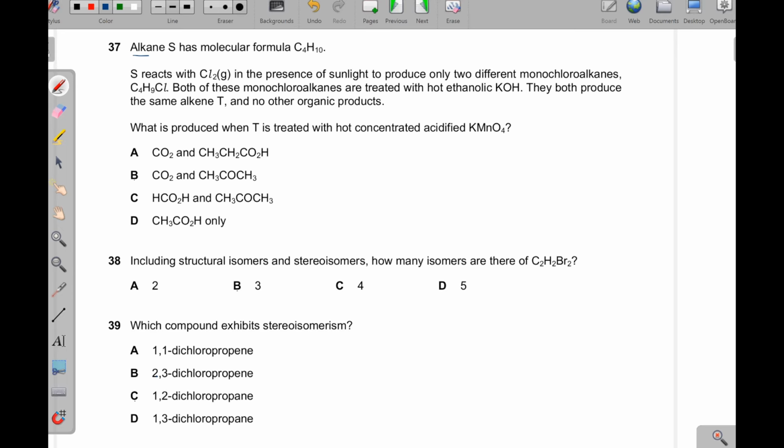Question 37. Alkane S has molecular formula C4H10. S reacts with chlorine in the presence of sunlight to produce only two different monochloroalkanes. This is again free radical substitution.